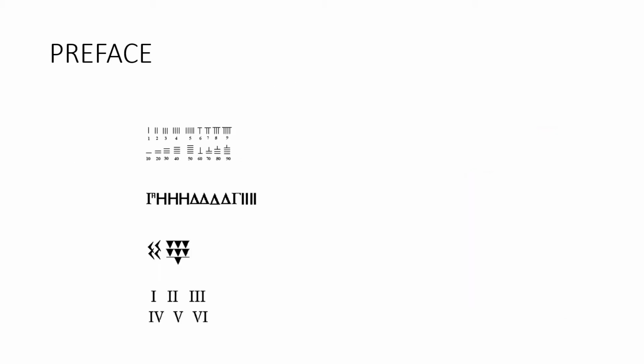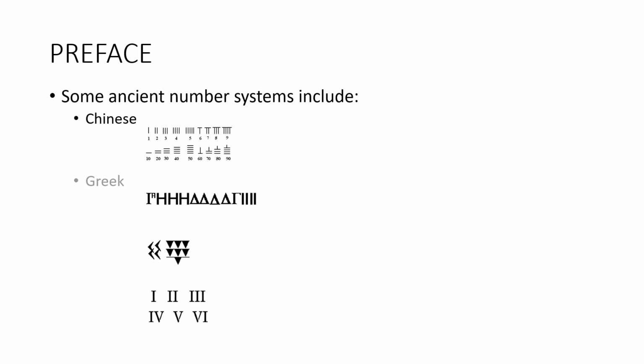So if we take a look at some ancient number systems, we have the Chinese, Greek, Babylonian, and as you probably recognize, this is the Roman numeral number system. And this is what these different civilizations used to represent numbers. These are the symbols that they used.